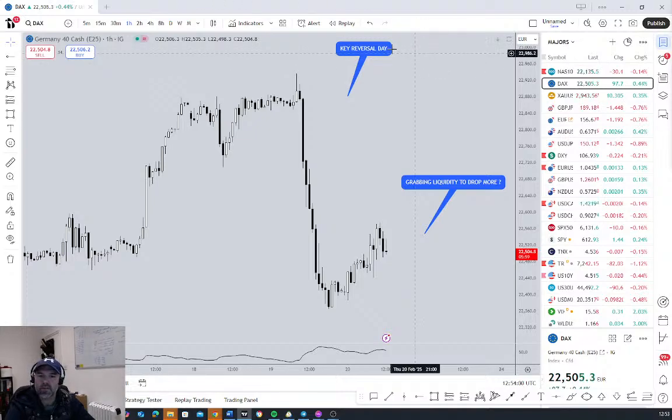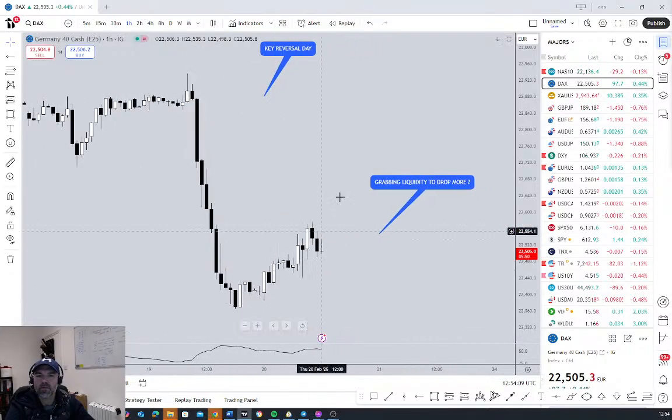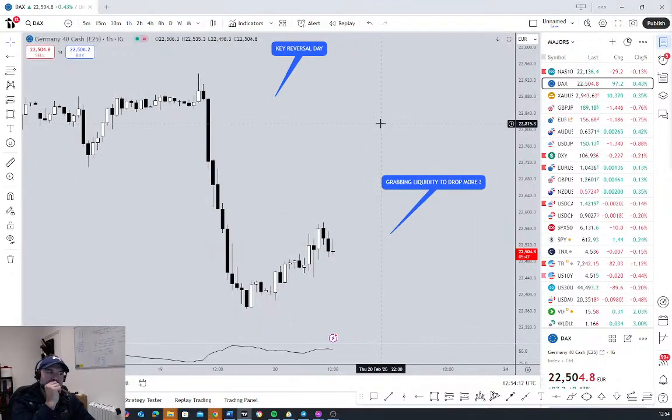So we have literally been triggered on the DAX. Let me just share the chart with you. I'll move that out of the way. Don't think I need that. One second. Move that out of the way.